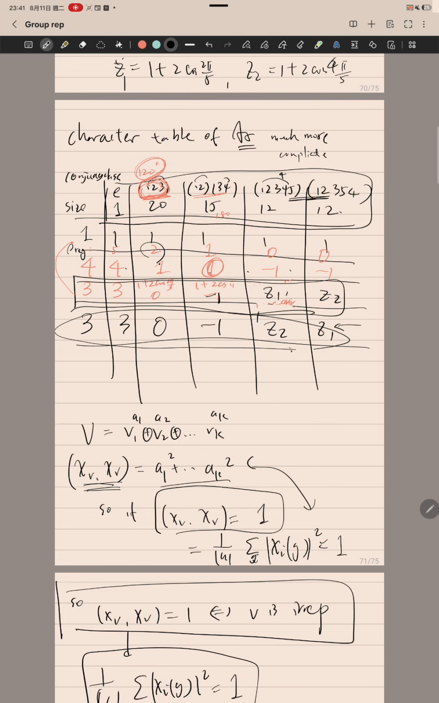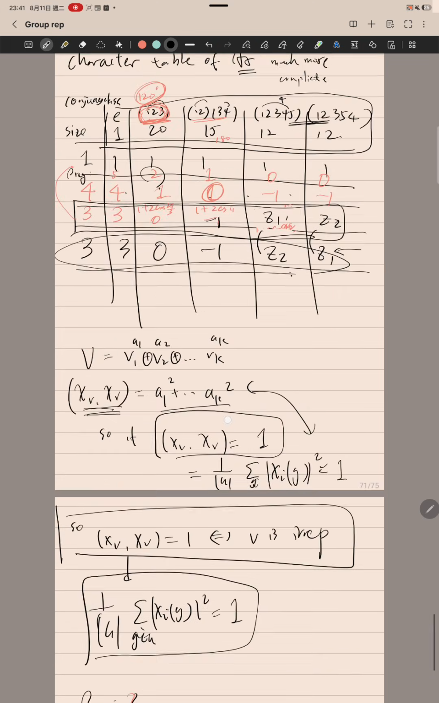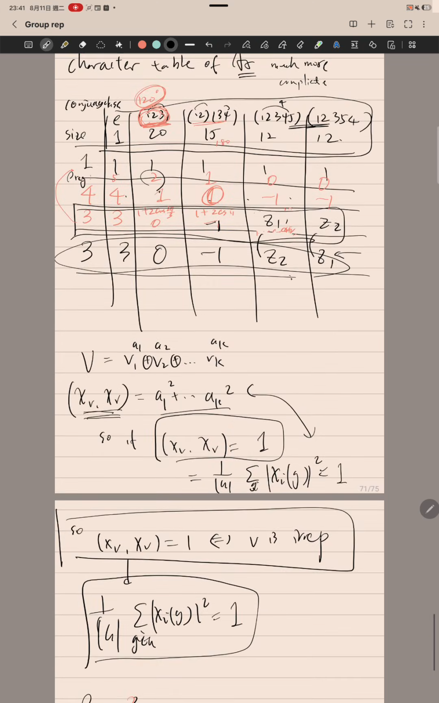And moreover, these are orthogonal. This is obvious. It is an exercise to show these two are orthogonal. Finally, the remaining representation is simple. You know this is some dimension, but you know that 1 plus 16 plus 9 plus 9 is 17, 26. 26 plus 9 is 30.